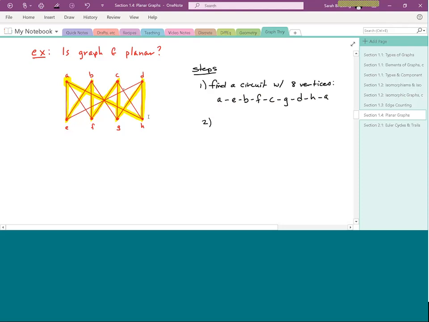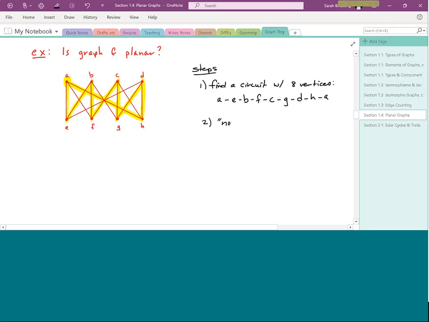You could have picked up your vertices in a different order. As long as your circuit actually reaches every single vertex in the graph, you don't repeat any vertices, and you don't repeat any edges, you're totally fine to use a different circuit. The only thing that will change is your picture might look a little bit different, but you should still get the same result of whether the graph is planar or not planar.